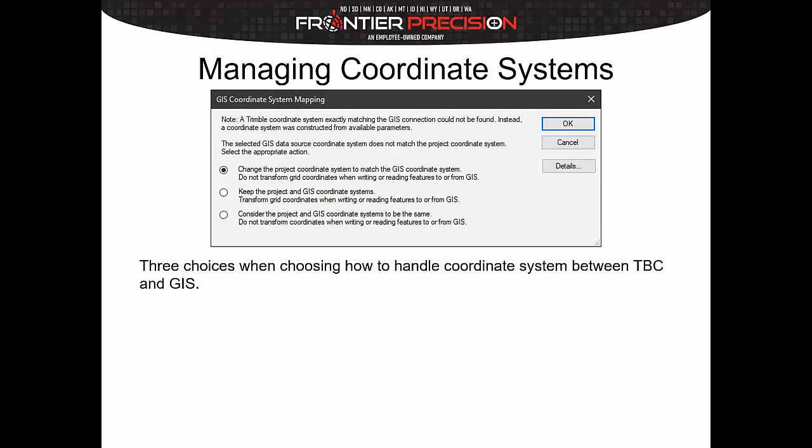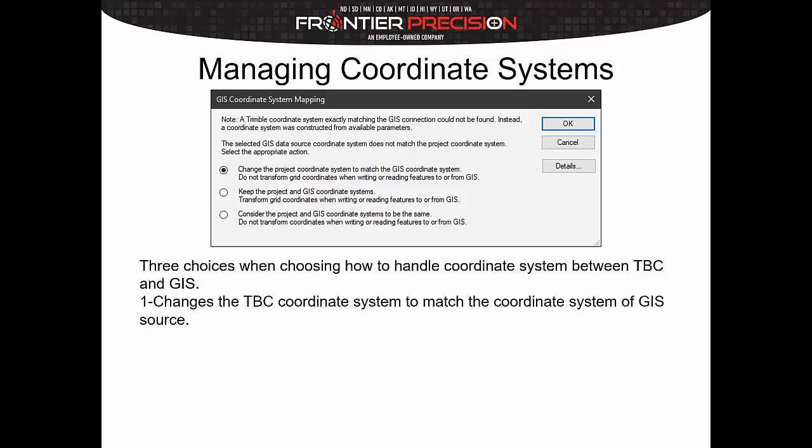One of the biggest things that you have to watch with using the data source connection is how to manage the coordinate systems. So you'll see that we have three options there. The first one is to change the project in TBC to match the coordinate system of the GIS data. If you do that, then your GIS data coordinate system is going to translate across to TBC. So if your GIS database is in a state plane system, then it's going to make TBC into that same state plane system.